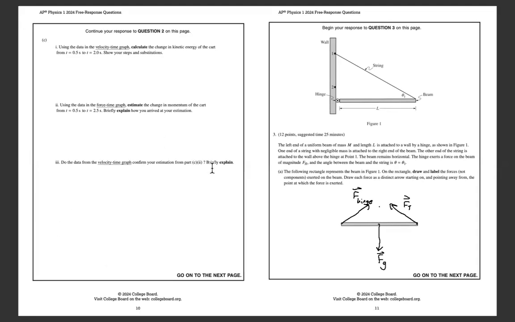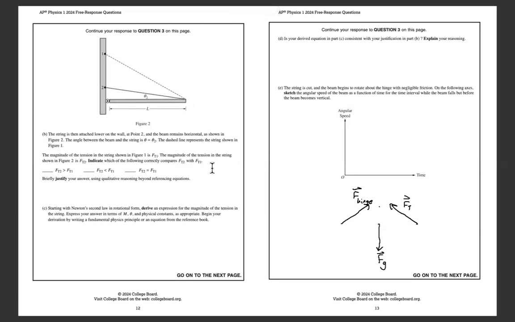All right, let's go on to part B. String is attached lower to the wall. What happens to the magnitude of the tension force, and justify using qualitative reasoning beyond referencing equations. So I'm actually going to do my justification first. The torque caused by tension must still cancel out the torque caused by gravitational force.